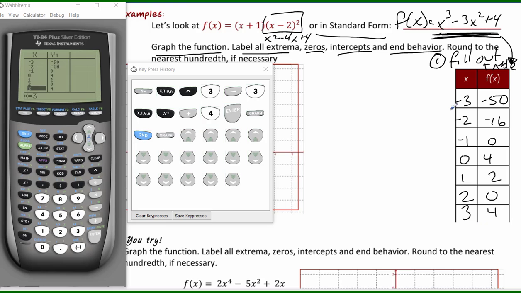Okay, that's what your table should look like. -3, -50, -2, -16, and so on all the way down to +3, 4. You notice that -3, -50, and -2, -16, those numbers are not going to fit on the graph. That's okay, it doesn't necessarily matter. We just need to know where it's coming from and where it ends. And we can see that the other numbers will actually fit on the graph.